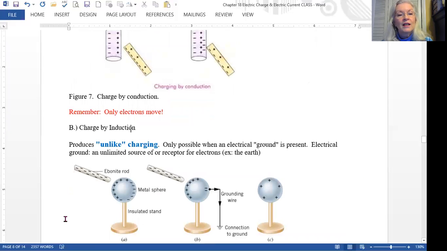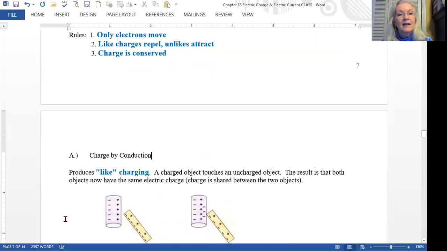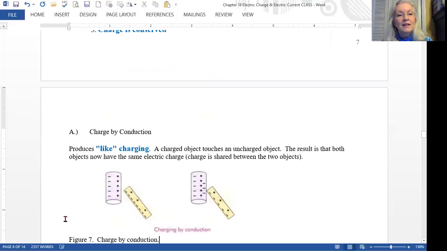Oh, I overshot again. I apologize. I am not as good at this as I would like to be.